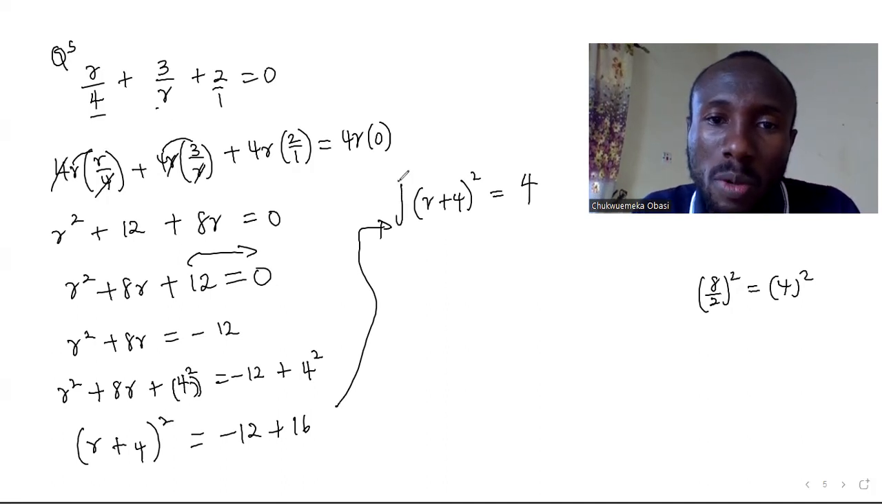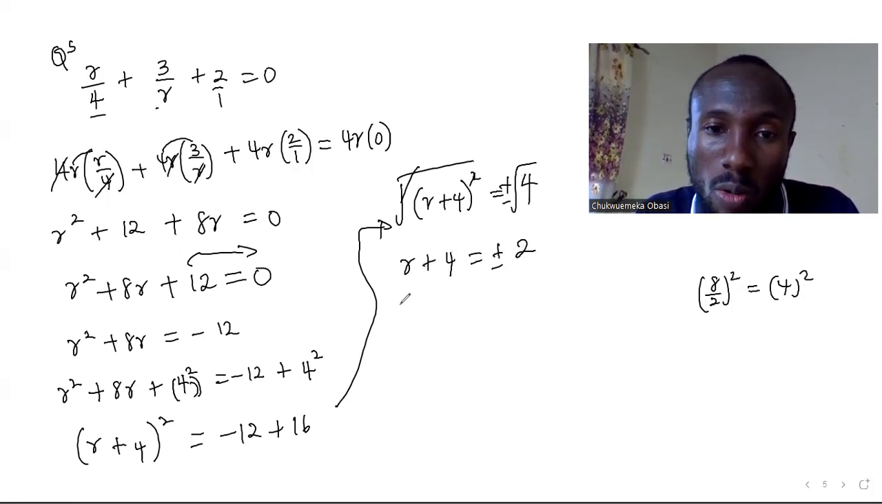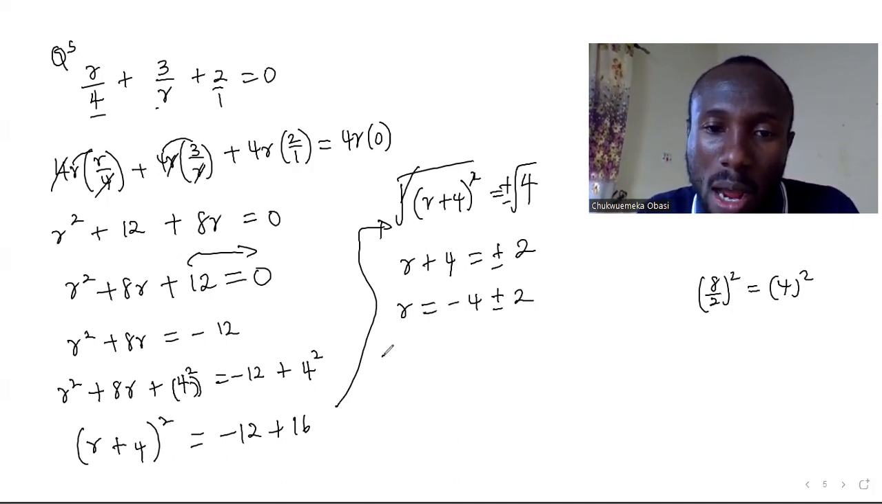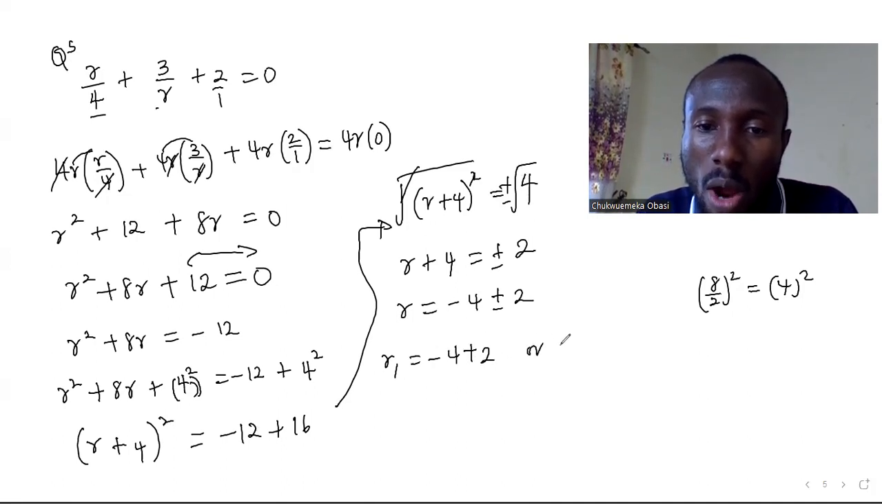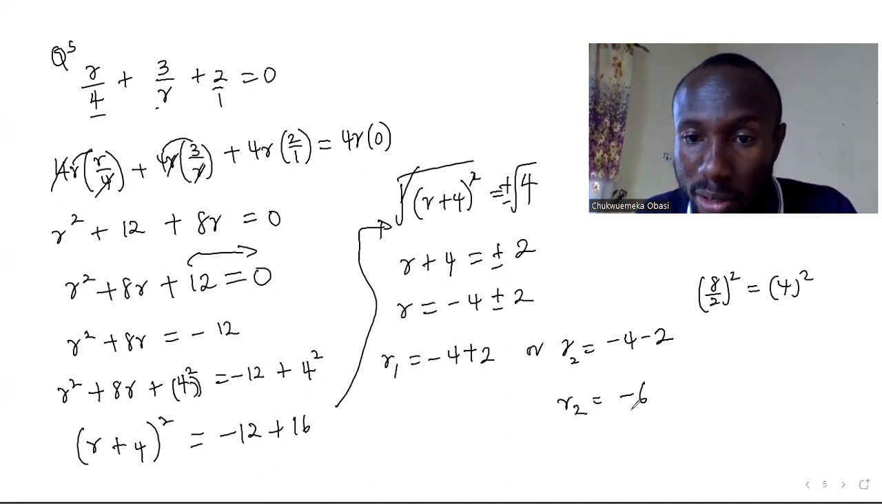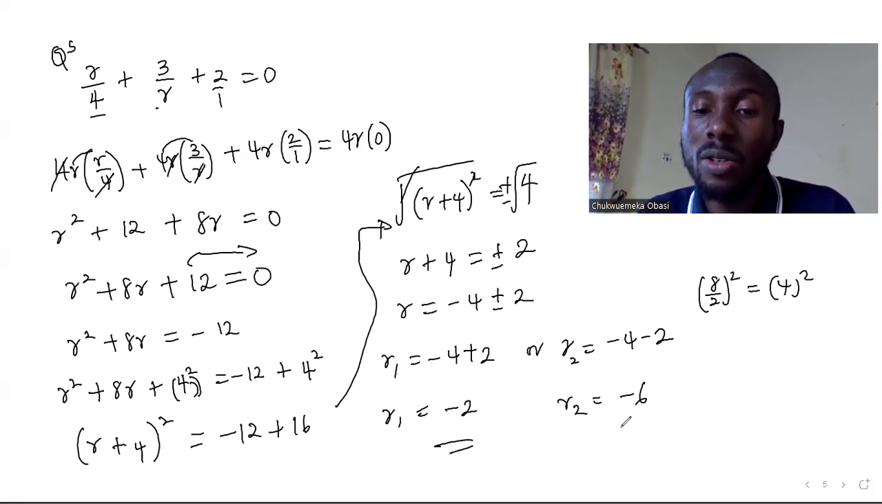So you want to square root both sides, plus or minus, square root here. Square cancels out root. So you have r plus 4 is equal to plus or minus 2. So r is equal to minus 4 plus or minus 2. R1 will be minus 4 plus 2, and R2 will be minus 4 minus 2, and that will give me minus 6, right? And here will give me minus 2, right? So these are the values of R.